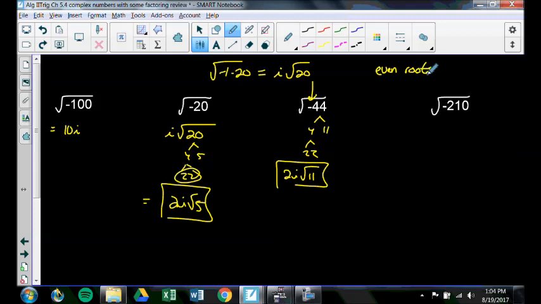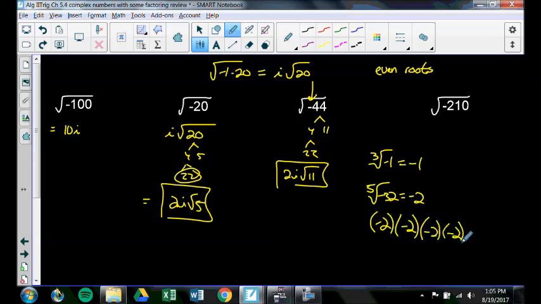Odd roots don't need it, right? The 3rd root of negative 1, well, that's actually just negative 1. Like negative 1 times negative 1 times negative 1 is negative 1. And the 5th root of negative 32, that's actually just negative 2. Negative 2 to the 5th is negative 32, because every time you multiply by negative 2, it goes negative, positive, negative, positive, negative, positive, negative.